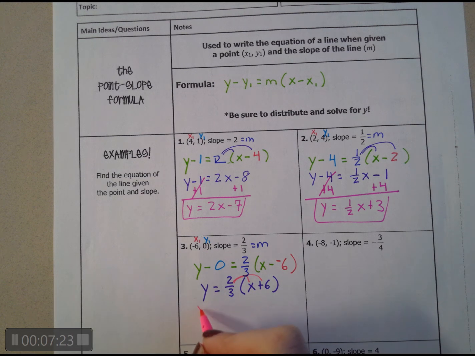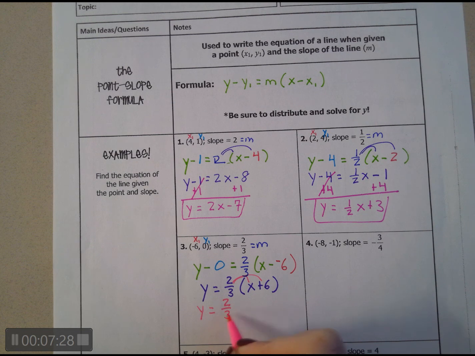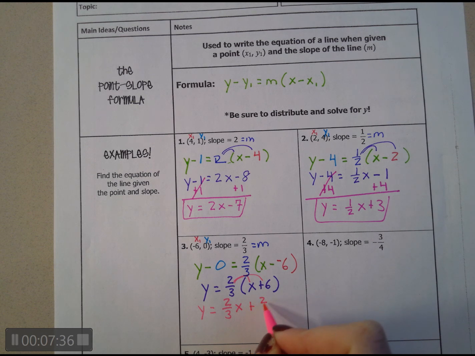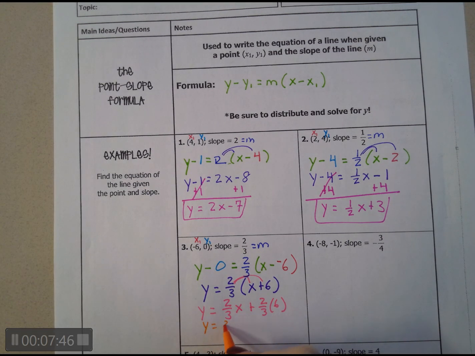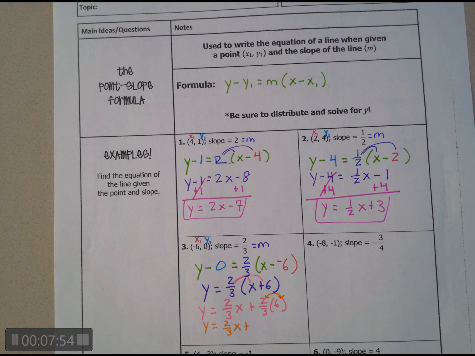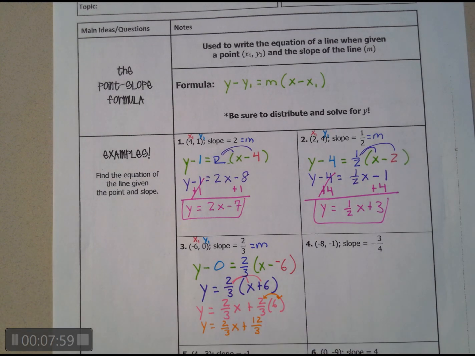Okay, so y equals 2/3 times x is just going to give me 2/3 x. And then 2/3 times 6. Well, if you're not sure, just go ahead and write it out. So that's what we're going to do. 2/3 times 6. And remember, when we multiply a fraction times a whole number, we are just going to multiply your numerator times the whole number. So 2 times 6 is going to give me 12 over 3.